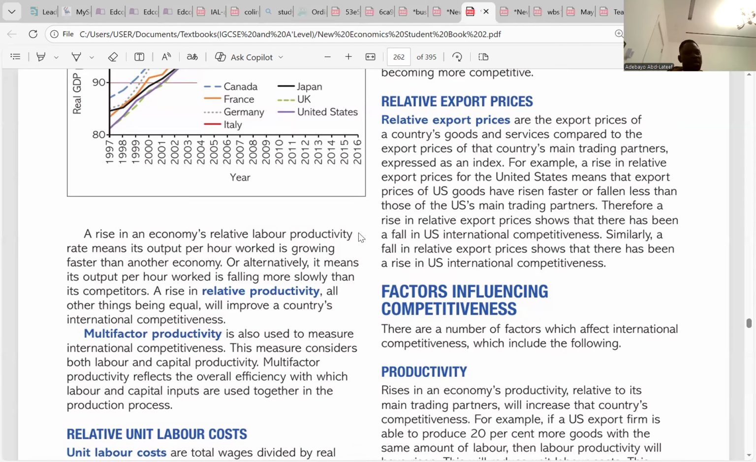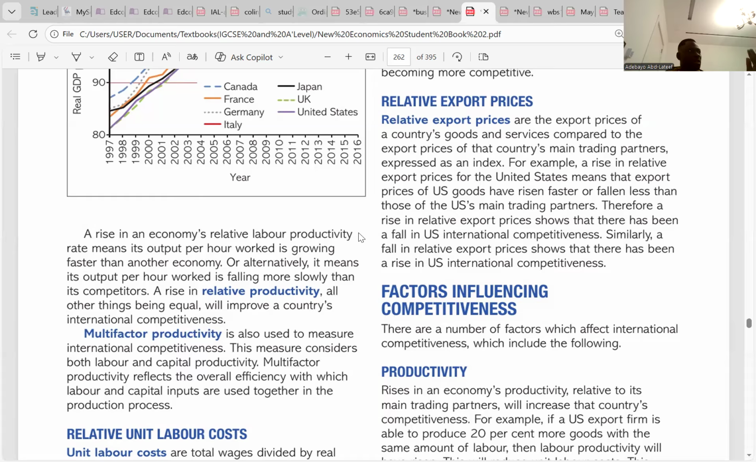So there are two ways we can look at the rise in labor productivity when comparing with other countries. One, it could be that the labor productivity of that country is moving at a faster rate compared to other economies, or it's moving at a slower rate of decline compared to how other economies are falling in terms of labor productivity.